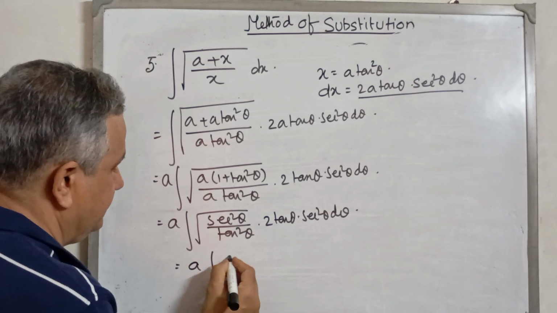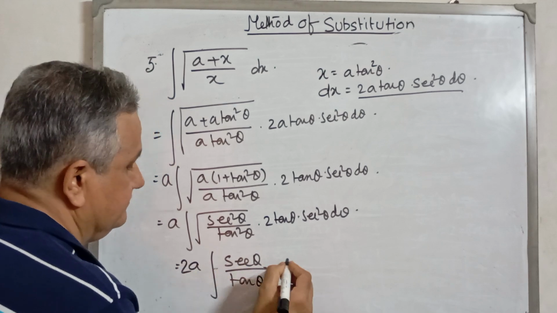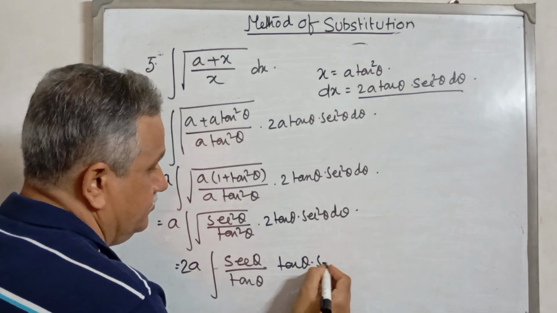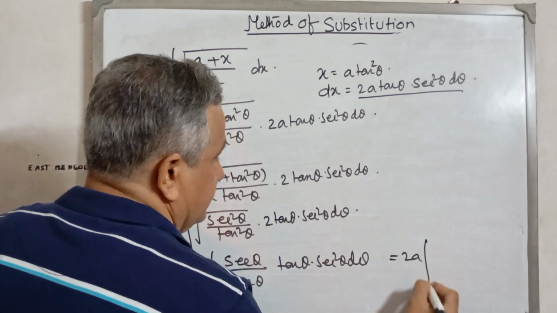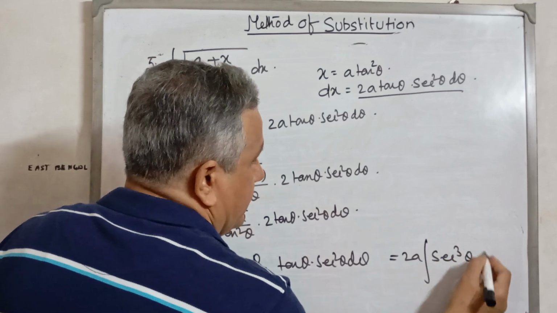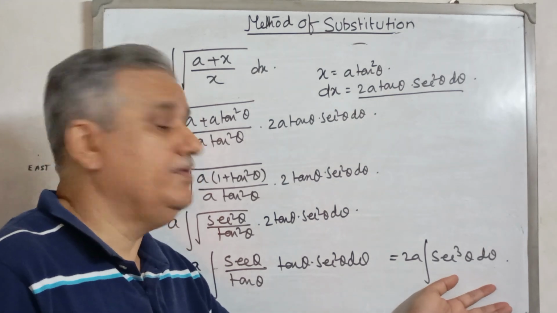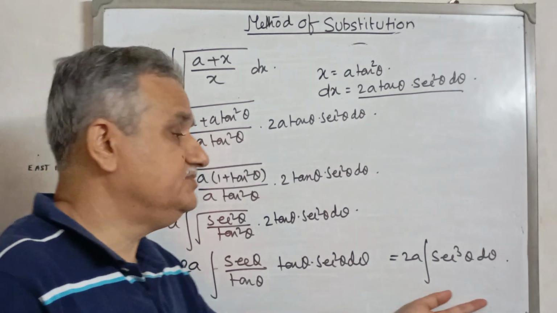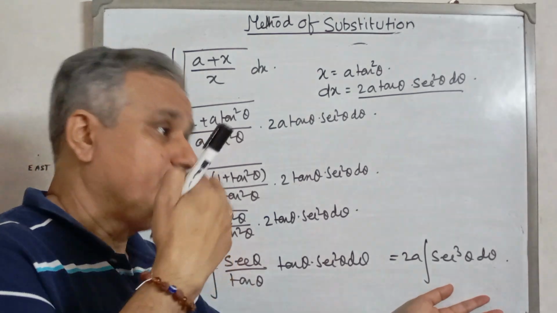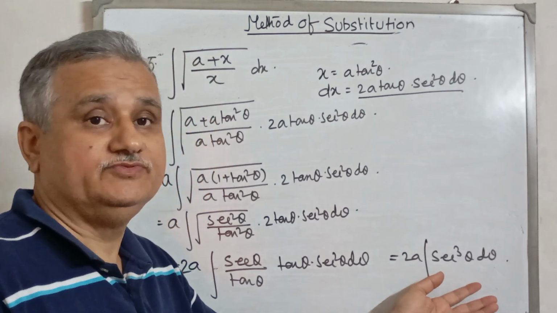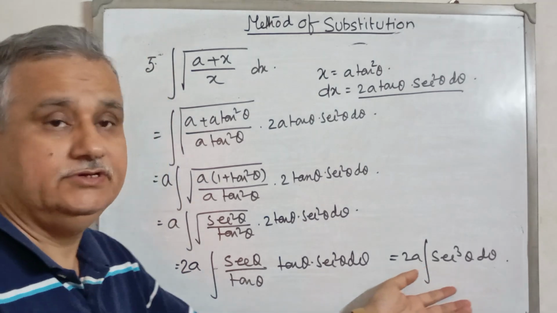Now it becomes sec theta by tan theta into sec cube theta, sec square theta, sorry. So tan theta cancels, it becomes sec cube theta. This problem can now be solved by integration by parts, but we are not discussing integration by parts so far. So this can be solved in the next episode. We will see how to solve this type of problem by method of substitution.